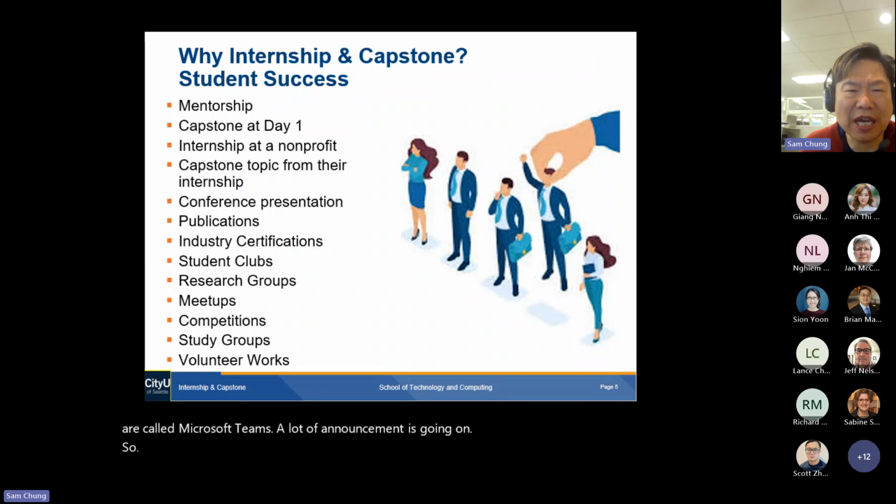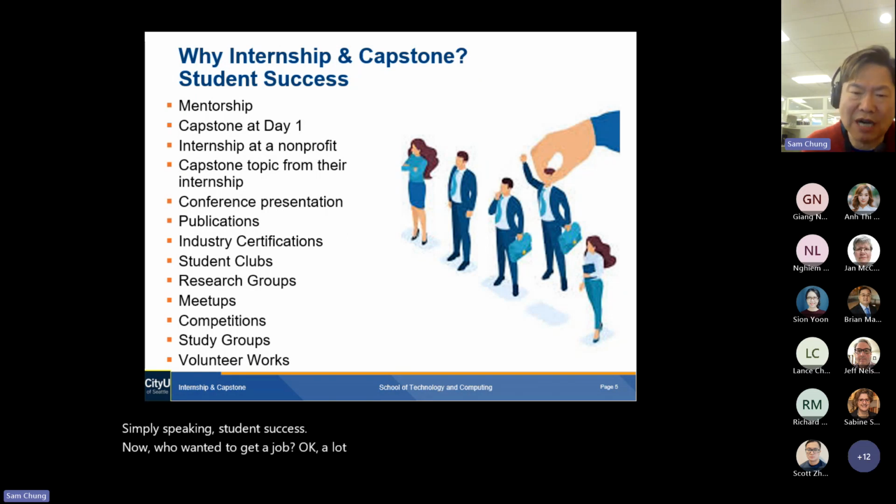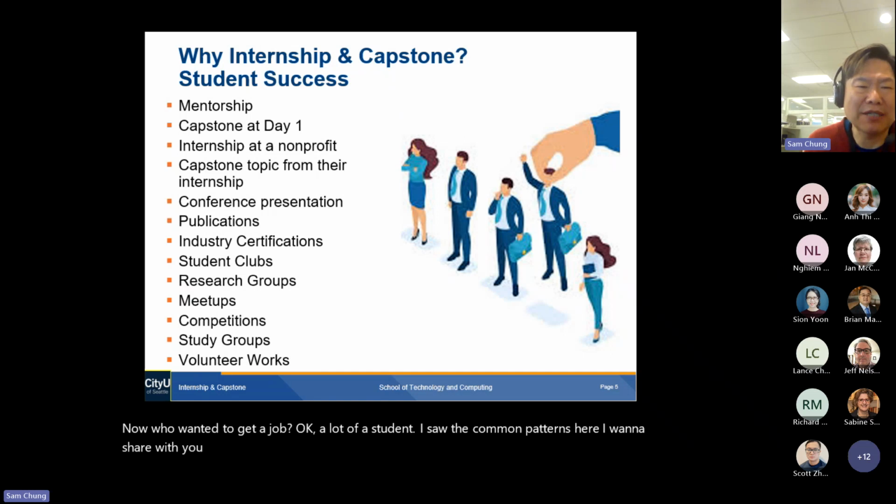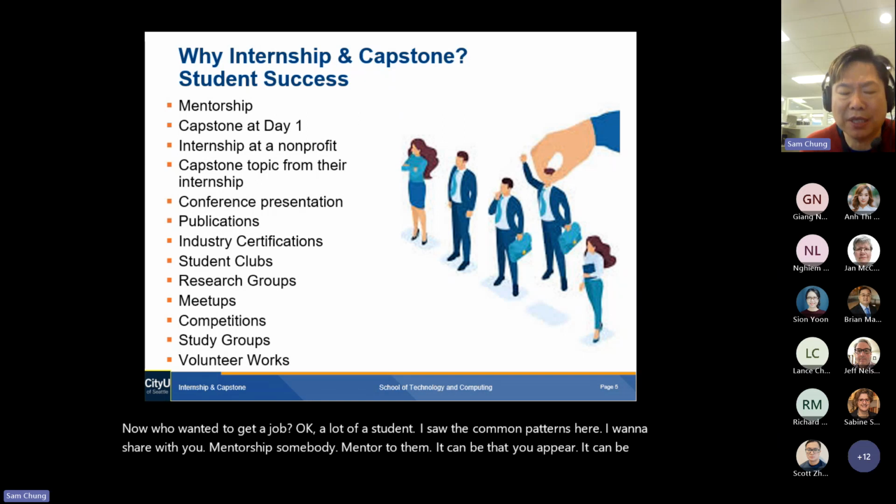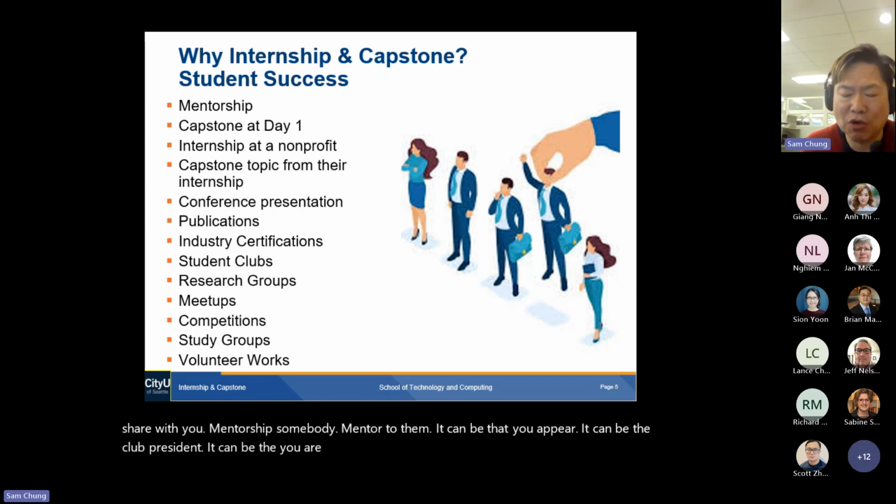So, why are internship and capstone important? Simply speaking, success. Now, who wants to get a job? Okay. A lot of students, I saw the common patterns here. I want to share with you. Mentorship. Somebody mentored them. It can be your peer. It can be the club president. It can be your internship supervisor or your program manager or academic advisor.